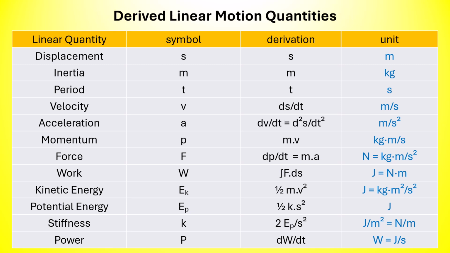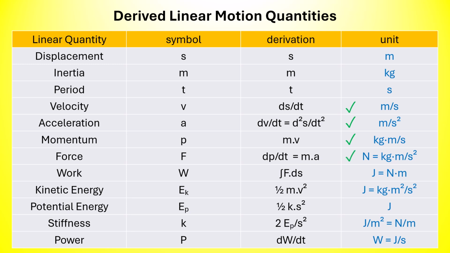Velocity is derived as rate of change in displacement with respect to time. Its unit is meter per second. Acceleration is rate of change in velocity with respect to time. Its unit is meter per second squared. Momentum is inertia times velocity. Its unit is kilogram meter per second. Force is rate of change in momentum with respect to time. Its unit is kilogram meter per second squared, which is called Newton.